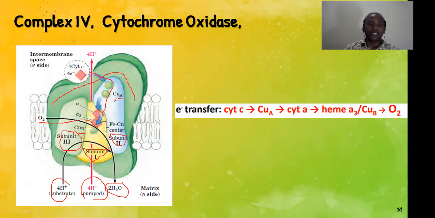So here you can see the electron transport in complex 4 is like this. Initially the electrons go from cytochrome C to copper center A, and that is transferred into cytochrome A, heme A3 and copper B, and finally it is taken by the oxygen, and this converts it into 2 molecules of water.